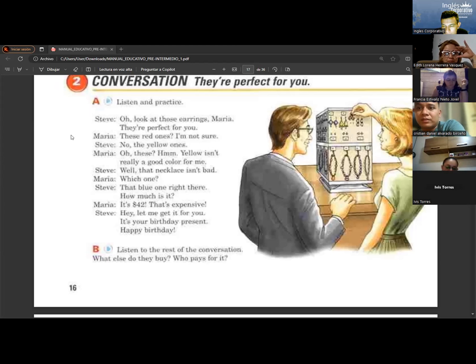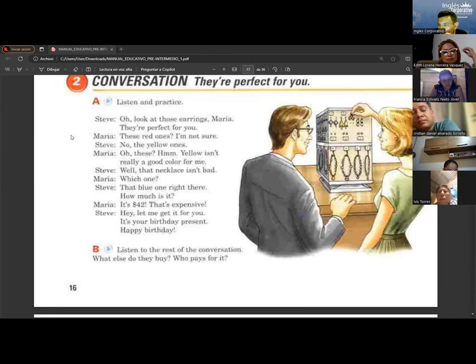Okay. Oh, look, that's those areas, María. They're perfect for you. That's for red ones. I'm not sure. No, the yellow one. Oh, this. Yellow is it. Really a good color for me. Well, that's perfect. Is bad. That's naked. Is bad. Which one? That's blue on the right there. How much is this? It's 42. That's expensive. Hey, let me get it for you. It's your birthday present. Happy birthday.